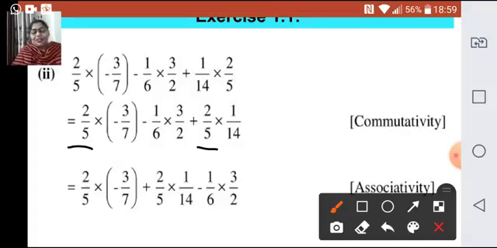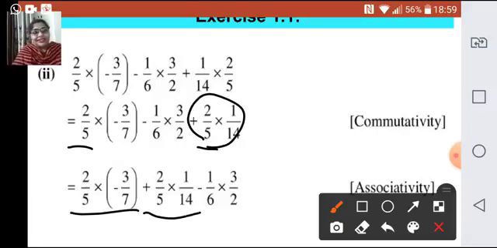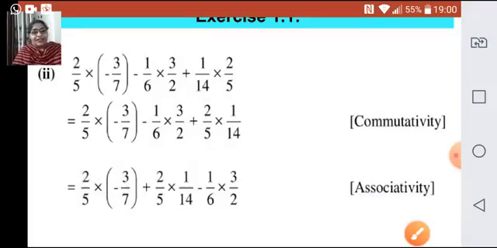So 2 by 5 multiplied by negative 3 upon 7 as it is. Okay, and this whole I'll bring it over here, that is a multiplied by b. So 2 upon 5 multiplied by 1 upon 14. I have brought it, rearranged the terms, and then minus 1 upon 6 multiplied by 3 upon 2 as it is. Now you can see, children, here 2 upon 5 common. So that I'll take common outside using the distributive property. Okay, and then we will solve it further.